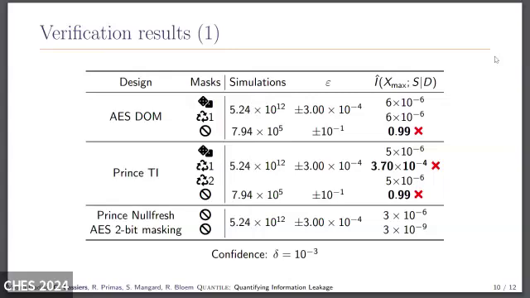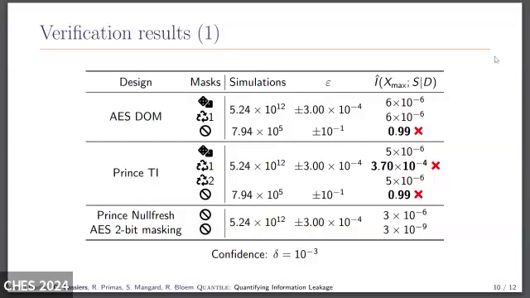And then we are looking at quite a few designs. We have AES DOM, Prince, threshold implementation of Prince, and then some low randomness masking scheme for the Prince and for the AES. And for the former AES DOM and Prince TI, we looked at variants of the design. So the first row, we sampled randomness as specified by the designers.